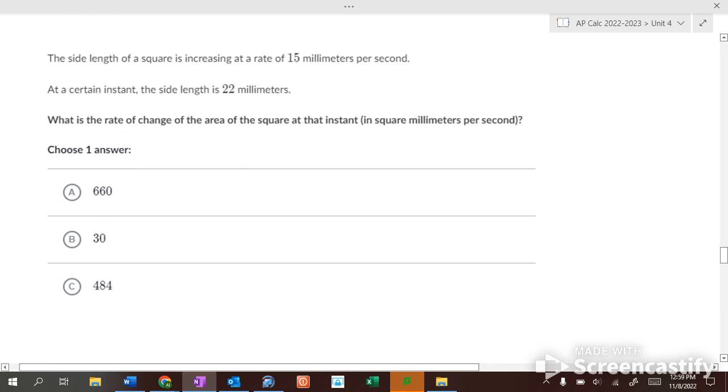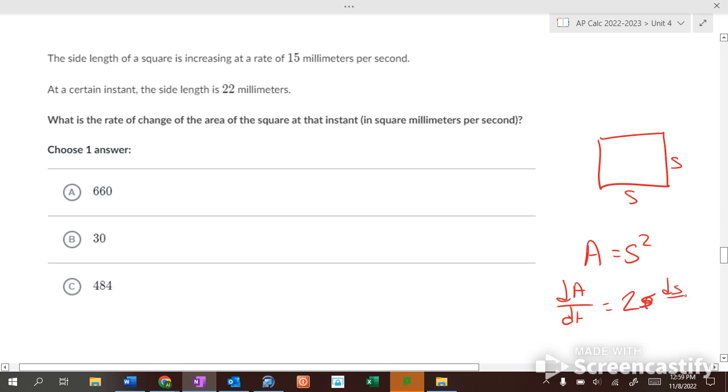The length of a side of a square is increasing at a rate of 15 millimeters per second. At a certain instant, it's 22. So you draw a square. How do you find the area of a square? It's the side squared, right? Because side times side, so it's side squared. So dA/dt is equal to what? 2s ds/dt. So it's 2, the length of the side is 22, and it's increasing at 15. So it's 30 times 22, or 660. Easy peasy, lemon squeezy.